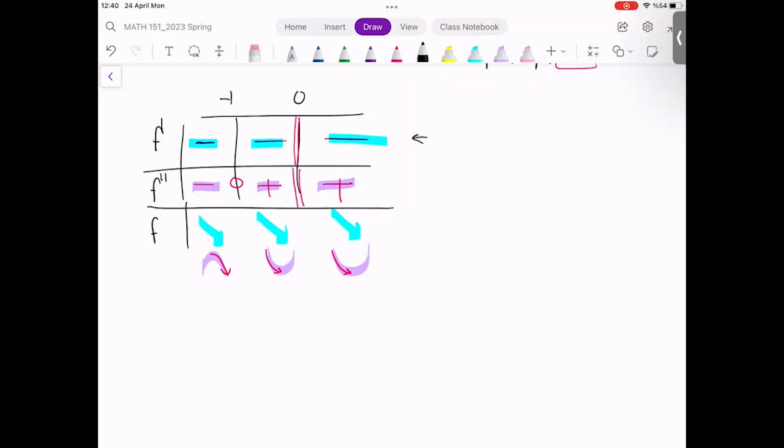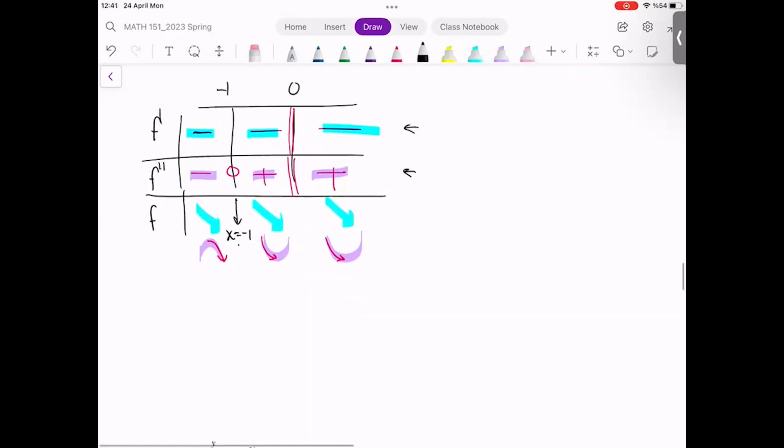But if you look at the second derivative function, you will see that at x equals minus 1, concavity changes, right? The second derivative changes its sign. So yes, this point is an inflection point. No local max or min, but there is one inflection point here.